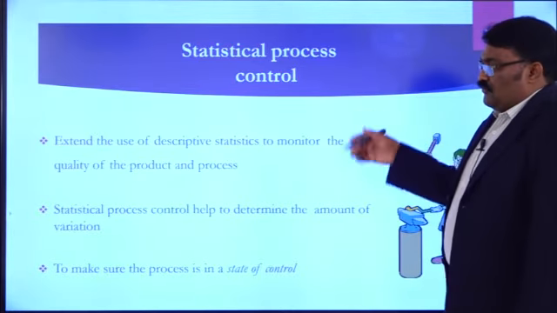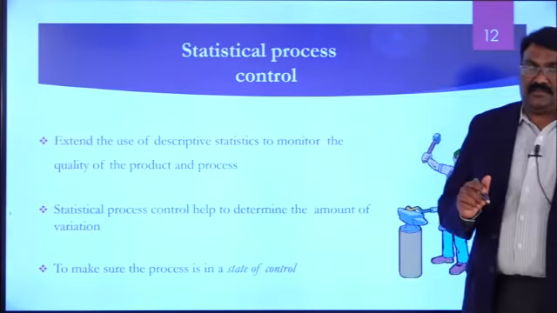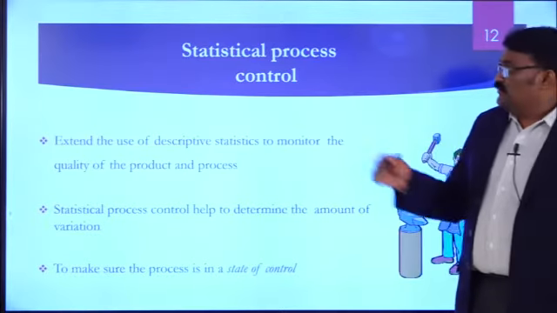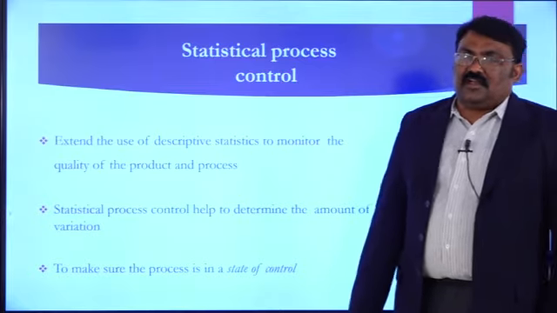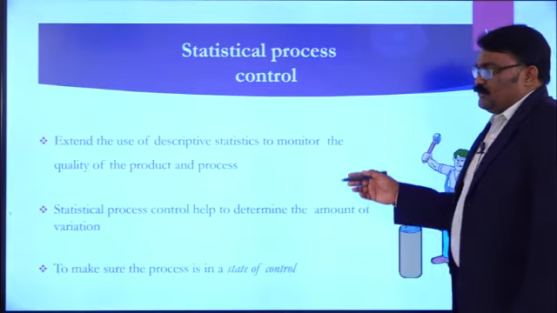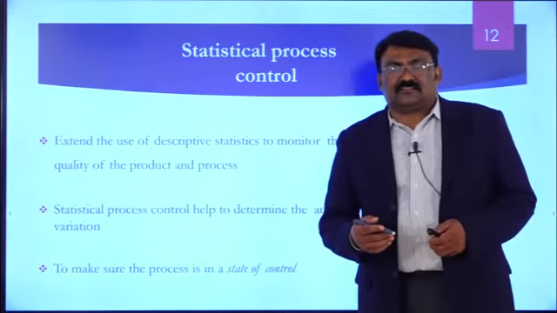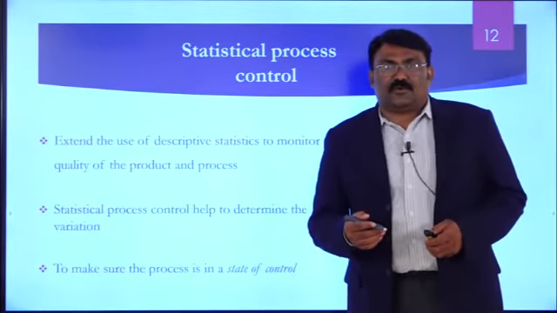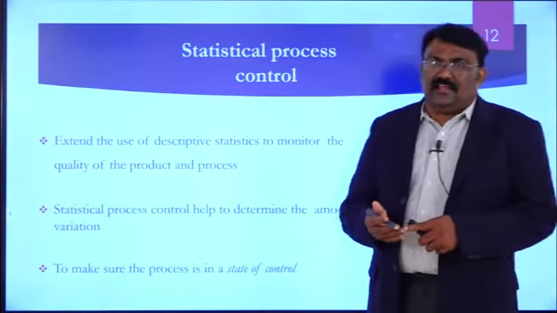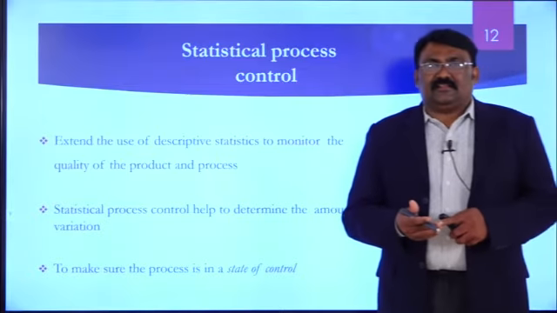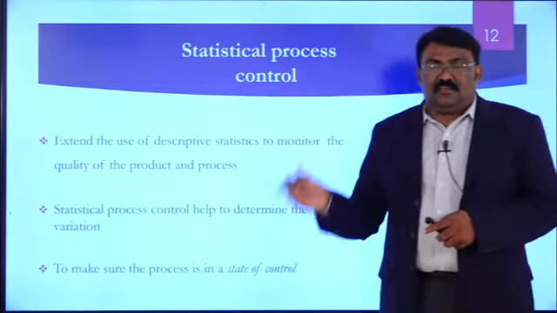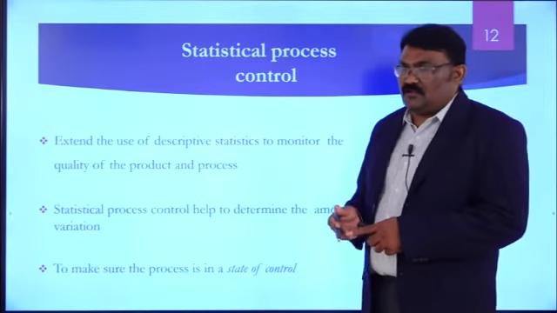Now, we are supposed to see three parameters: the first one is descriptive statistics, the second is statistical process control, and the third is acceptance sampling. Under descriptive statistics, we need to understand the mean, the range, and the standard deviation, because these three are mostly applied in statistical quality control.